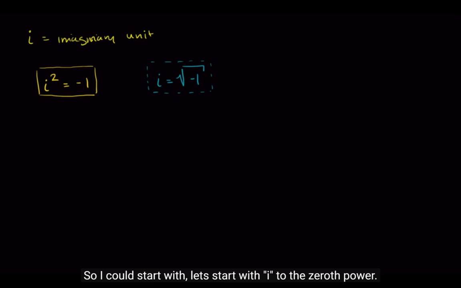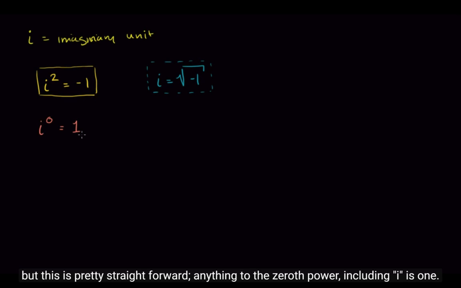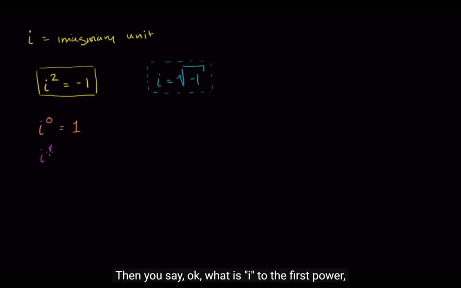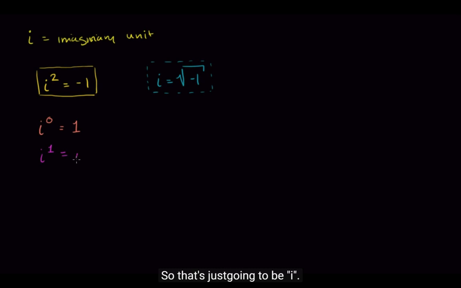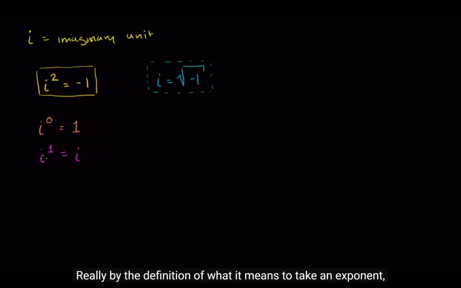So let's start with i to the 0th power. You might say, hey, anything to the 0th power is 1, so i to the 0th power is 1, and that is true. You could actually derive that even from this definition. But this is pretty straightforward. Anything to the 0th power, including i, is 1. Then you say, okay, what is i to the 1st power? Well, anything to the 1st power is just that number times itself once. So that's just going to be i, really by the definition of what it means to take an exponent. So that completely makes sense.